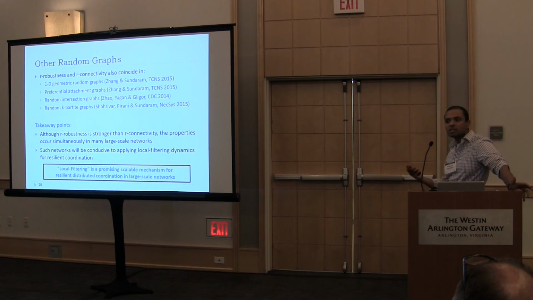All of these things have this kind of crazy property that this much stronger robustness measure holds at the same time that our connectivity and our minimum degree do. Okay, so what these results are saying is that you gain a lot more. There's so much more structure to these networks than we had previously realized. So especially these types of large-scale networks will facilitate these local filtering dynamics when we apply them.